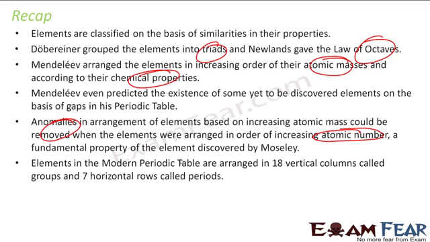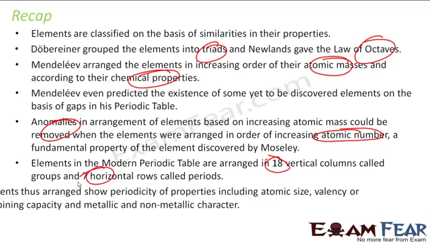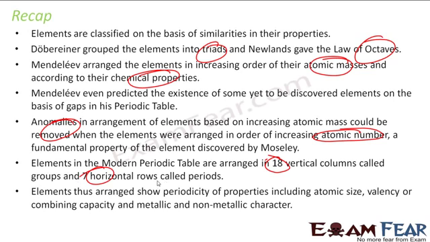In the modern periodic table we have 18 vertical columns and 7 horizontal rows called periods. Elements thus arranged show periodicity of properties including atomic size, valency, combining capacity, and metallic and non-metallic character. It shows periodicity in the periodic table.